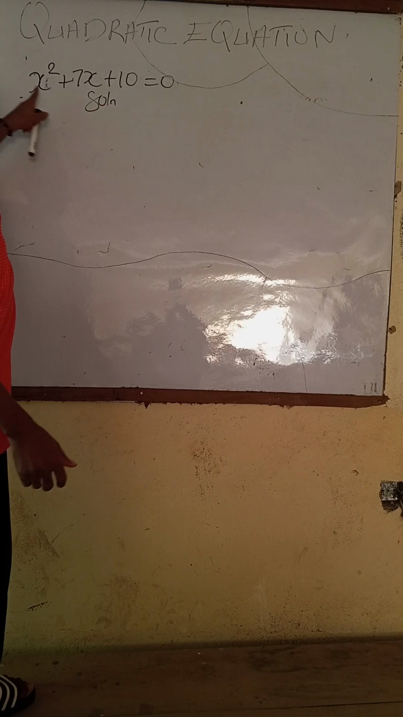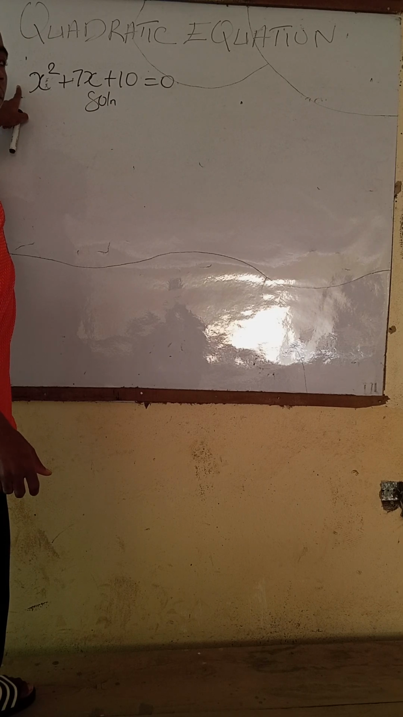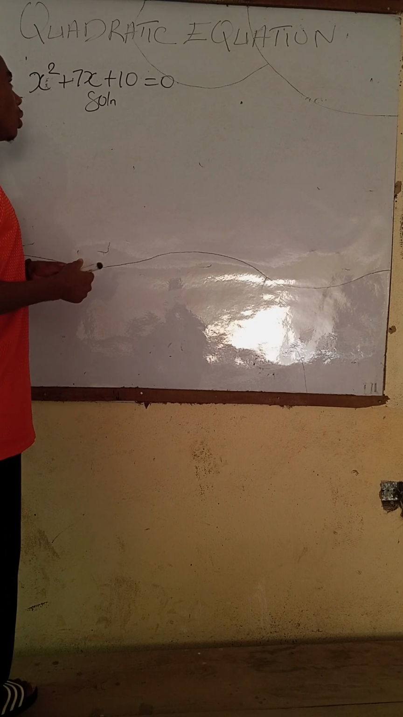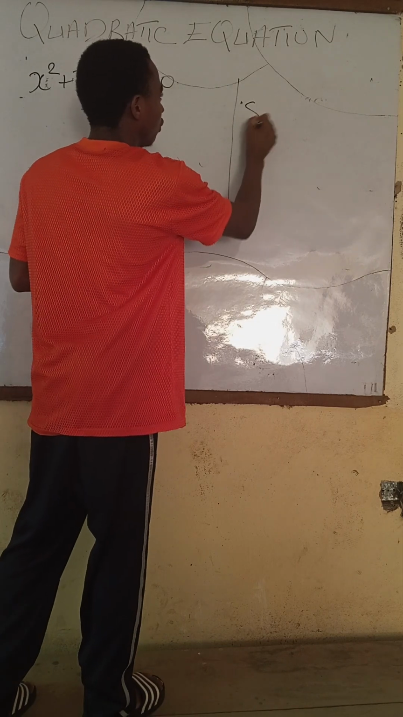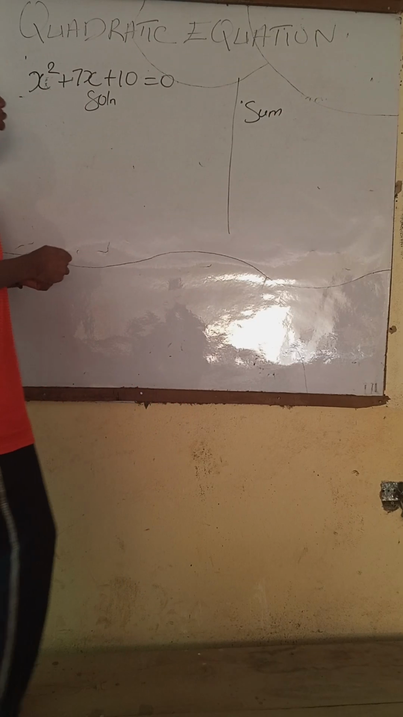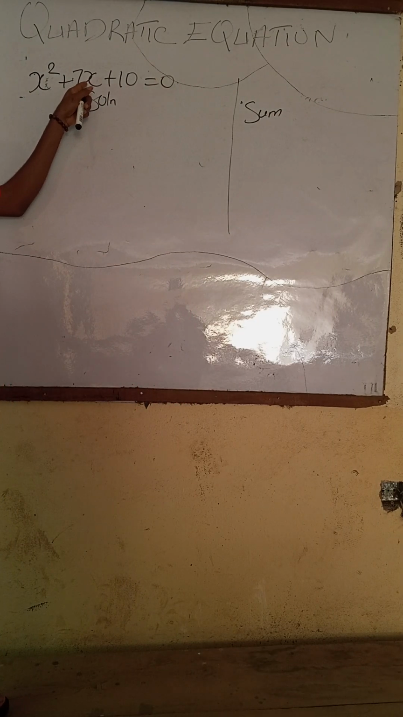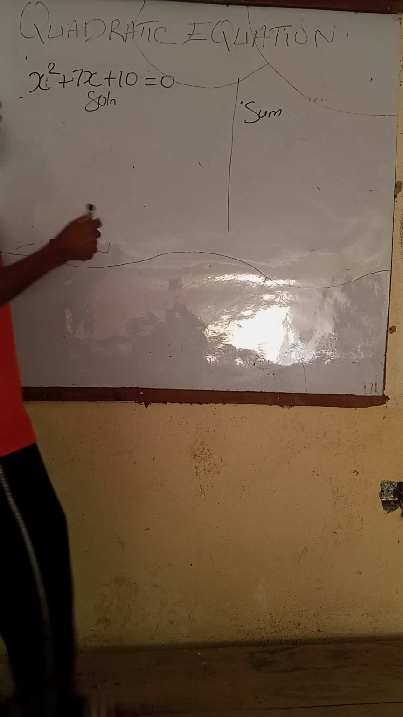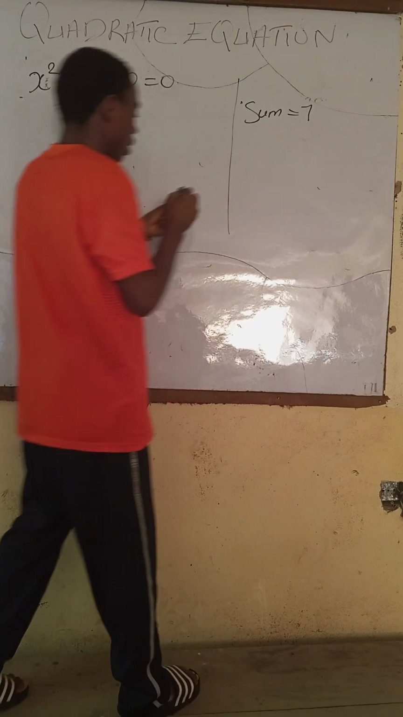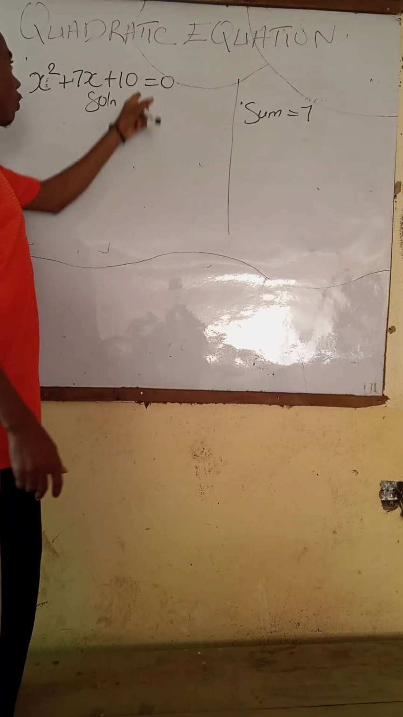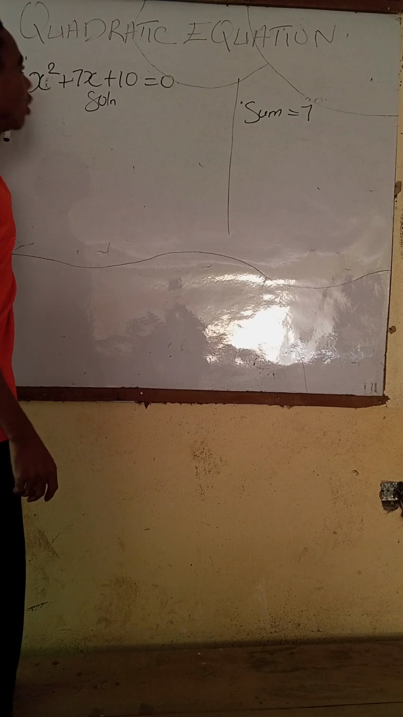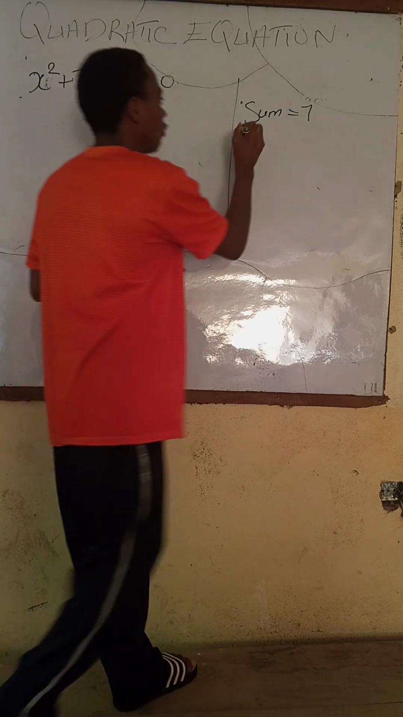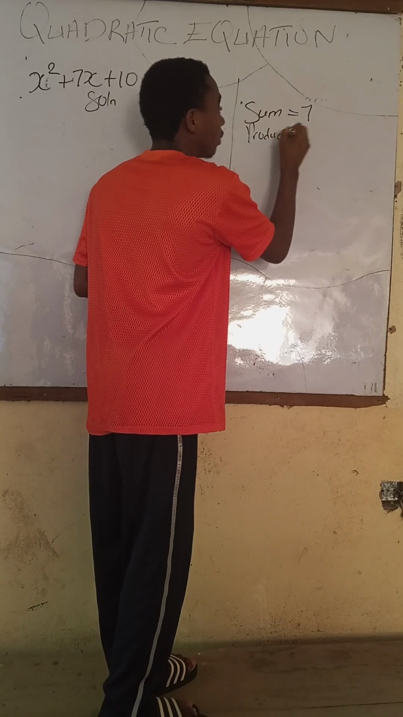The constant multiplied by the leading coefficient is always the product, while the linear coefficient is the sum. Let me write it somewhere here. Sum: in regard to this equation, the sum is the linear coefficient. And the product, we multiply the constant by the leading coefficient, which here is an invisible 1. That means we have 10 times 1 is 10, which is the product.